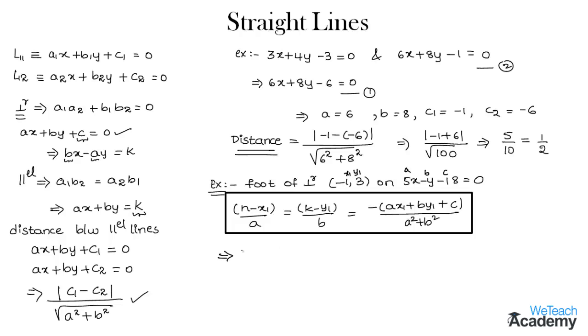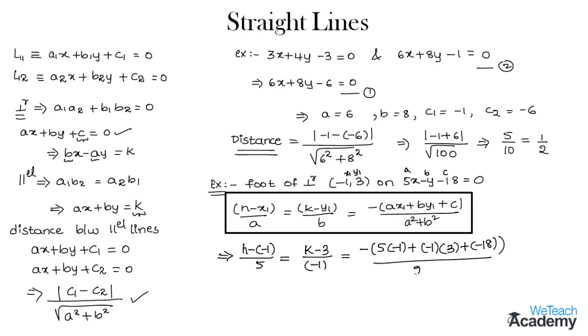So by substituting these values in the formula, we get h minus x1, which is minus 1, divided by a, which will be 5, is equal to k minus y1, which is 3 divided by b, which is minus 1, is equal to minus of a, that is 5 into x1, which is minus 1, plus b, which is minus 1, into y1, that is 3, plus c, which is minus 18, divided by a square, that is 25, plus b square, which is 1.